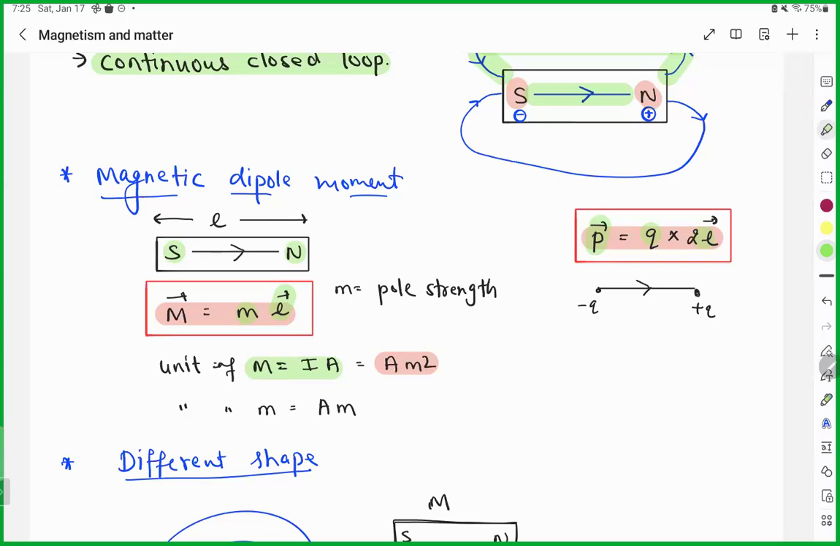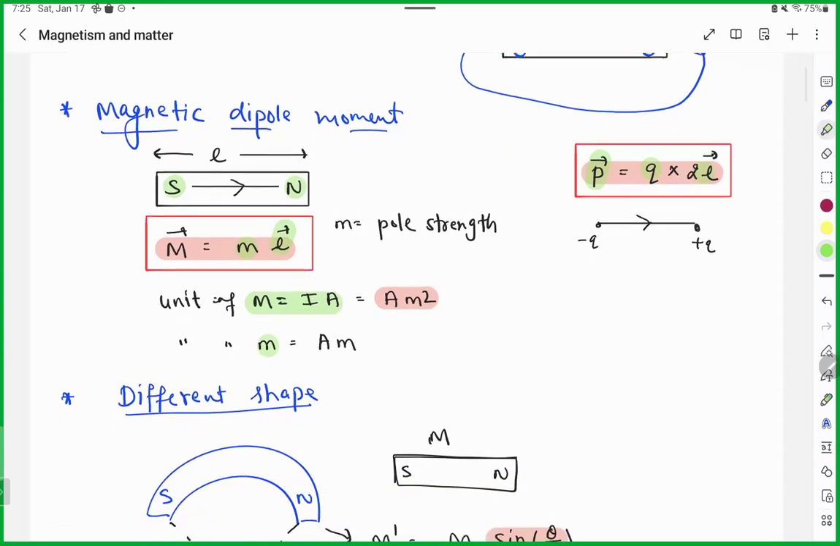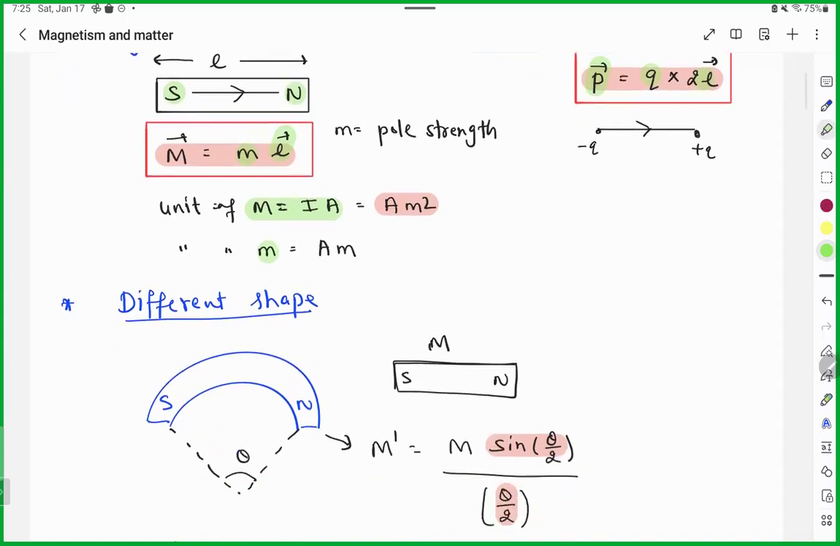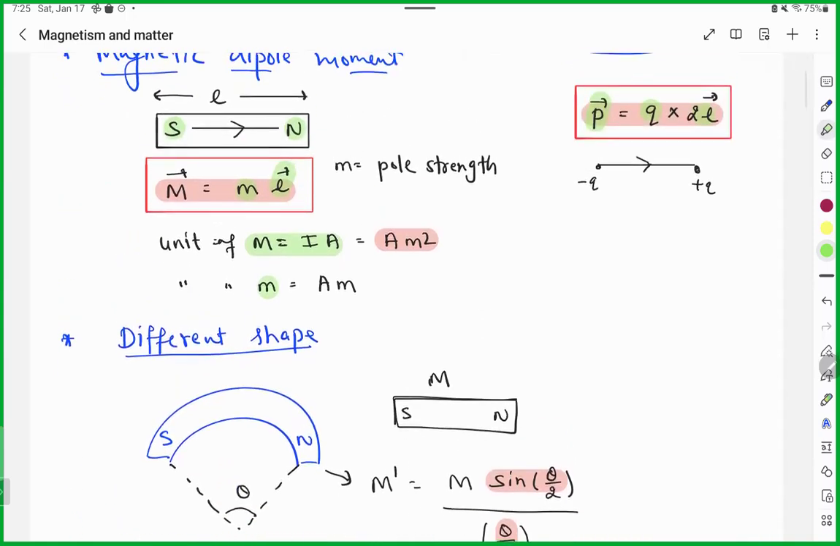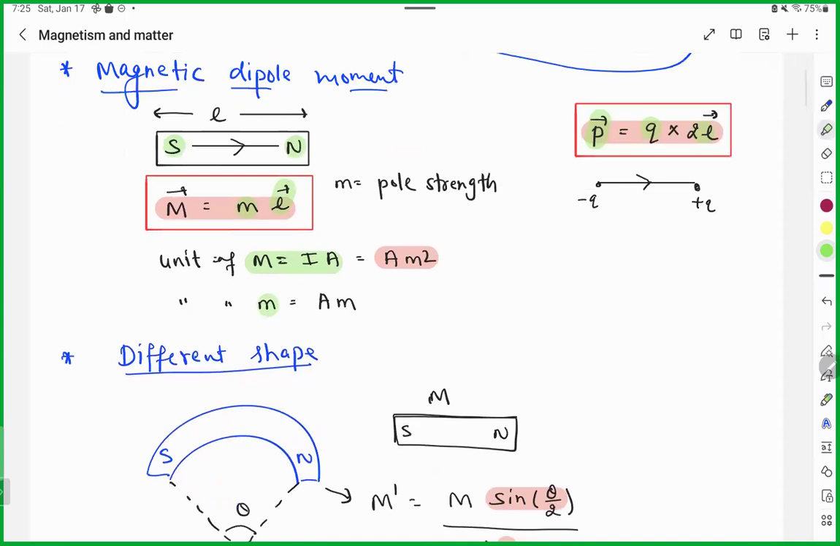So the unit of small m, which is pole strength, and capital M, dipole moment, are different. Understood, guys? Any doubt? No, sir. What is small m? Small m is pole strength. Strength of individual pole, like charge. Like this S has some pole strength like charge, and N has some pole strength like charge. Any doubt? Okay.